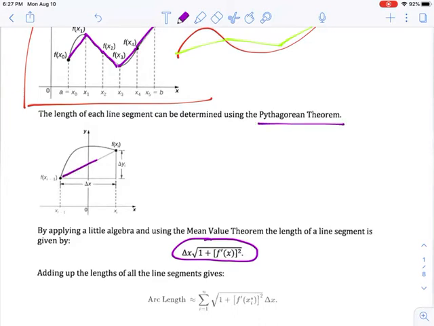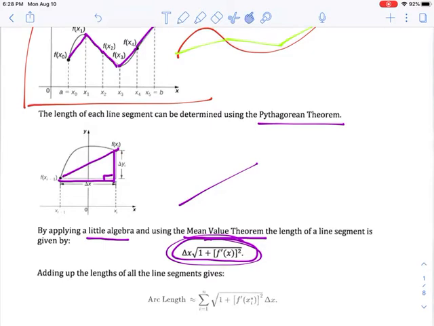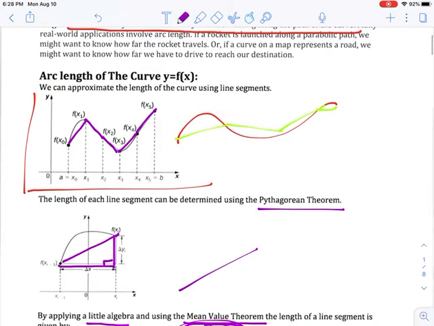So we want to find the distance of that line segment. Well, we can break it down into a horizontal component and a vertical component. And of course, then we have a right triangle. And so we can find the length of the hypotenuse of the triangle, which is our distance, by using the Pythagorean Theorem. Then if you throw in a little bit of algebra and the mean value theorem from calculus, you end up with this particular formula for the length of one line segment. Right? So keep that in mind. Back to our little drawing here.